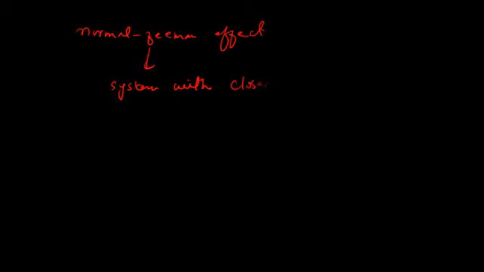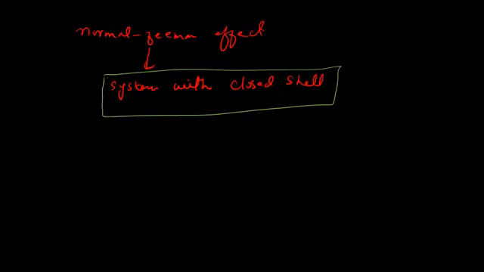The normal Zeeman effect is possible only for a system with a closed shell. This is the basic difference between the anomalous and the normal Zeeman effect. As I have already told you, the anomalous Zeeman effect occurs in atoms which have a half-filled shell or a subshell with a single spin-half electron. On the other hand, the normal Zeeman effect occurs in systems which have a closed shell of electrons.